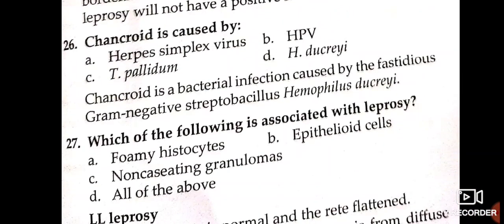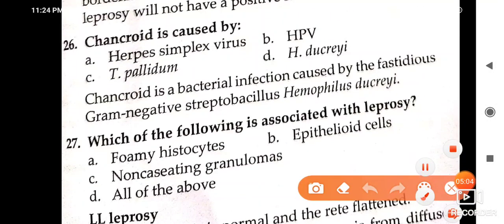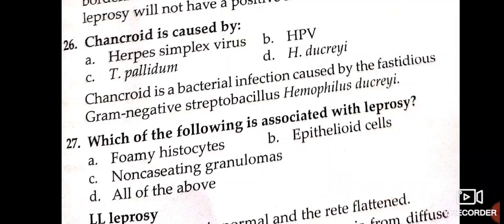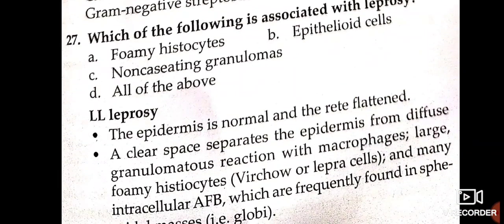Chancroid is caused by Haemophilus ducreyi. Which of the following is associated with leprosy? Foamy histiocytes, epithelioid cells, non-caseating granulomas, all of the above. Okay.